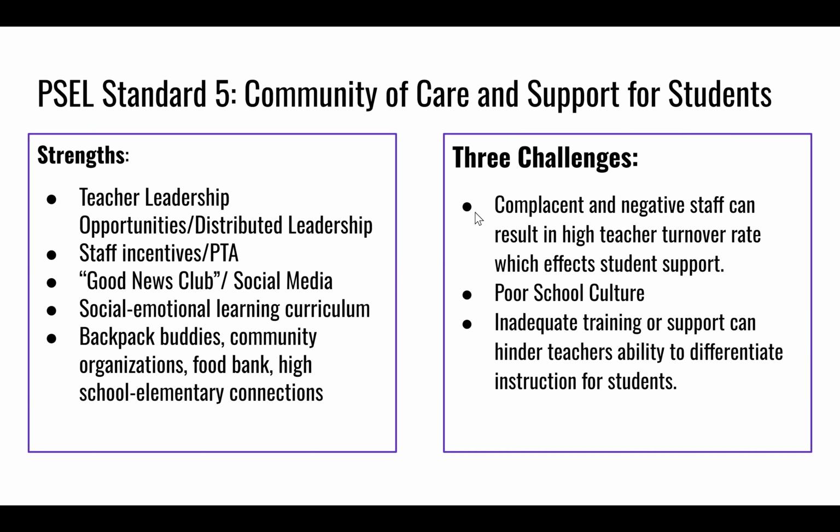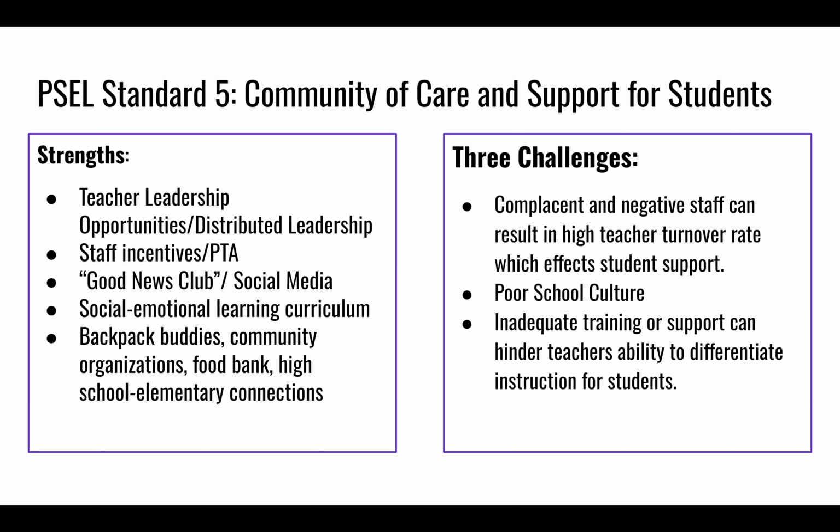So when we looked at Standard 5, which was the community of care and support for students, some strengths were teacher leadership opportunities, staff incentives with the PTA and PTO, Good News Club, getting the community involved, social media, social emotional learning curriculum, and then Backpack Buddies, community organizations, food bank, high school, elementary connections.